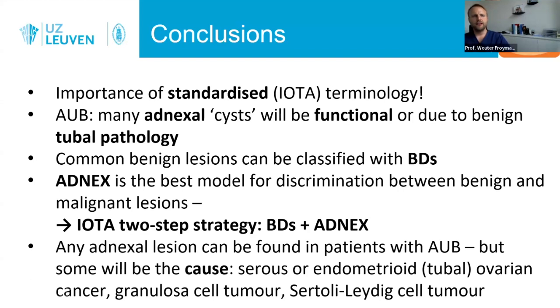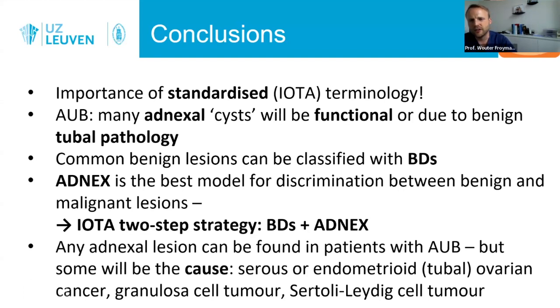So I will conclude here. If you look at the adnexa in patients that present with abnormal bleeding, think also about standardized definitions, standardized terminology to describe your findings. Many patients that have abnormal bleeding will be found to have functional cysts, so cysts that can still disappear spontaneously, or they can have benign tubal pathology like a hydrosalpinx or a hematosalpinx. So very often it's benign.